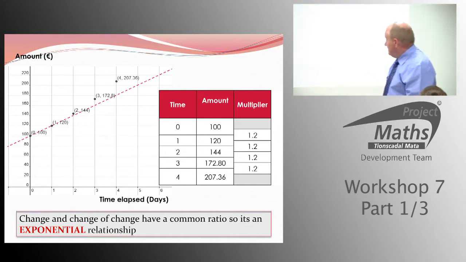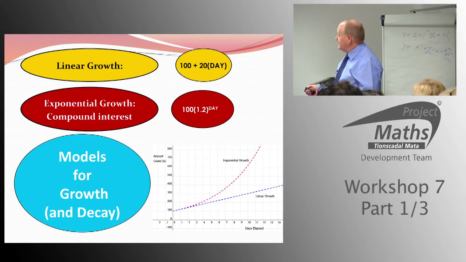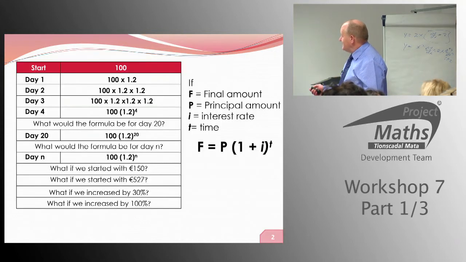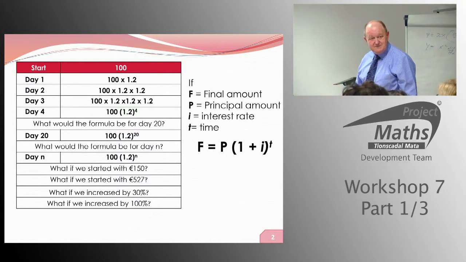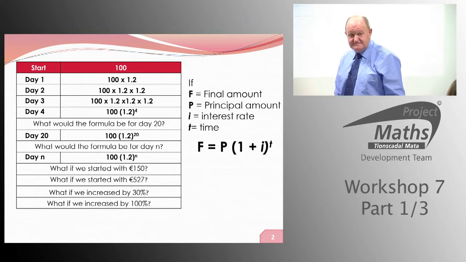Okay. There's a linear graph. There's an exponential graph. Look at compound interest, 100 by 1.2 per day, okay, versus 100 plus 20 per day. This is linear. This is exponential. Okay. Right, let's look at a pattern.